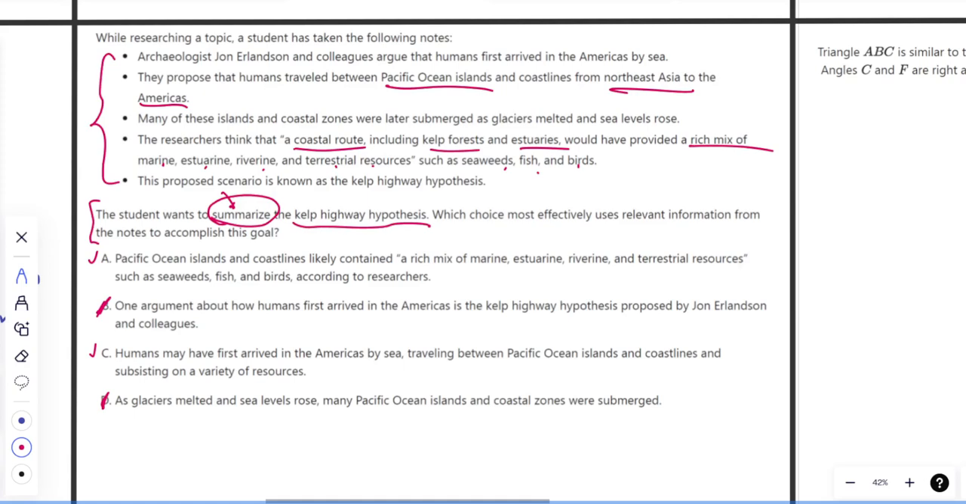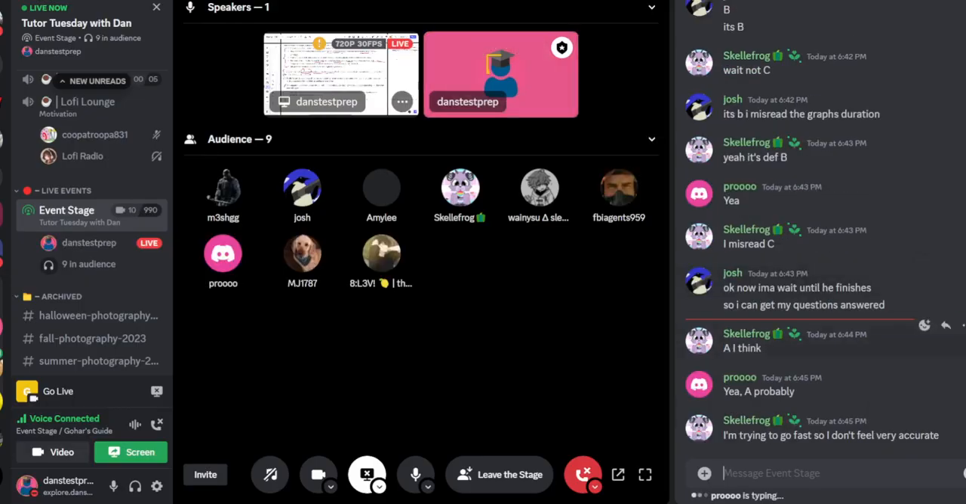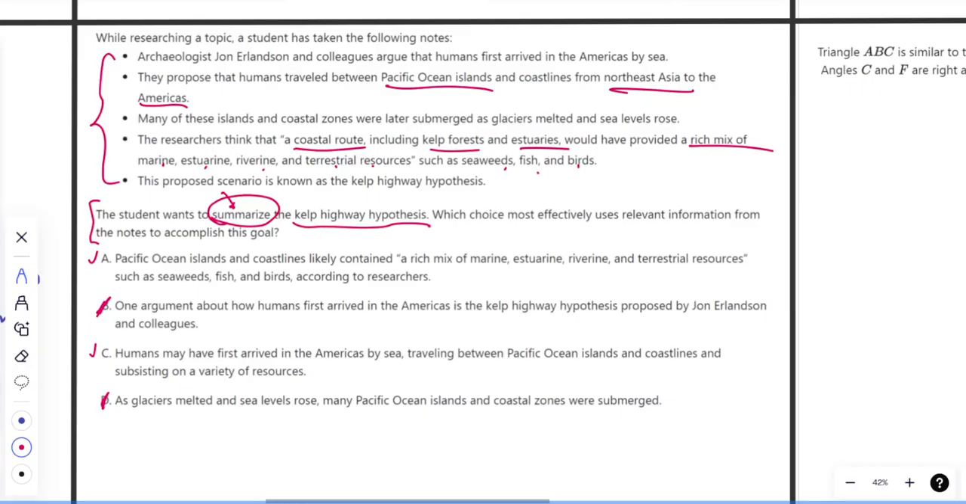What do you guys think? I'm going to check chat. People saying A, C. Looks like for this one, it's going to be answer choice C. Humans may have first arrived in the Americas by sea. That's what we see. Let me actually point out where we see all of these details. Detail 1, detail 1. Traveling between Pacific Ocean islands. That's detail 2. And coastline, and subsisting on a variety of resources.